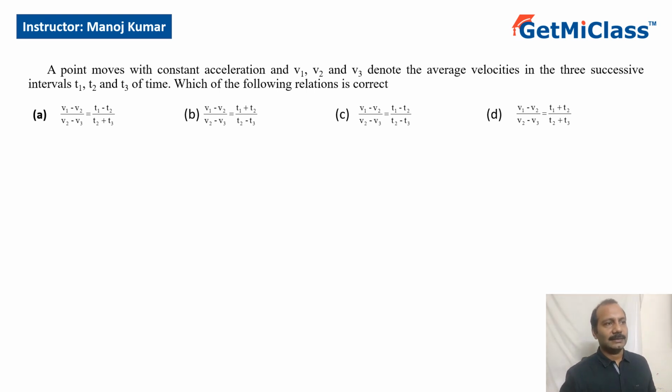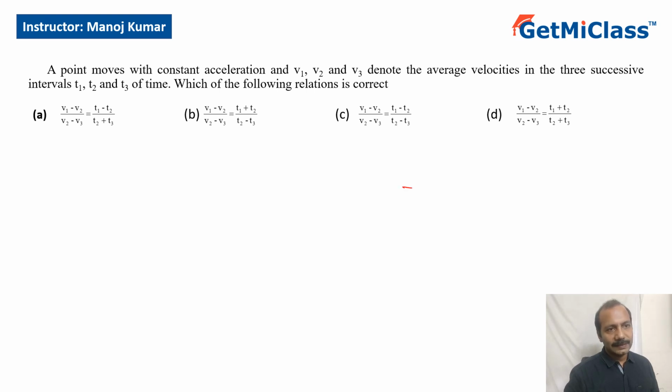This question says a point moves with a constant acceleration and v1, v2 and v3 denote the average velocities in three successive intervals t1, t2 and t3 of time. Which of the following relations is correct? So it talks about average velocities.